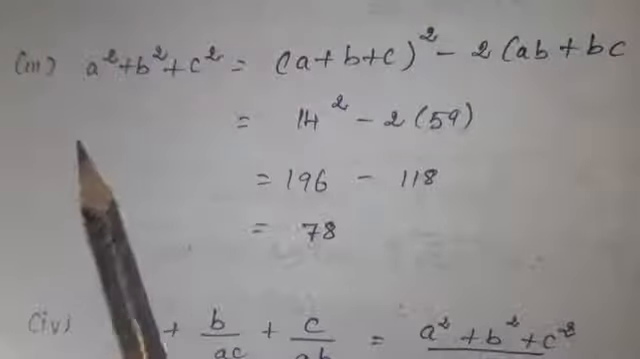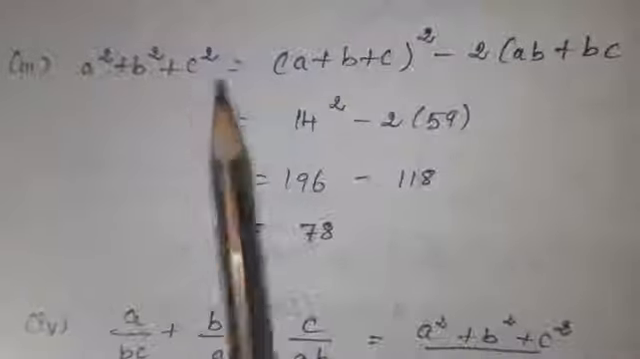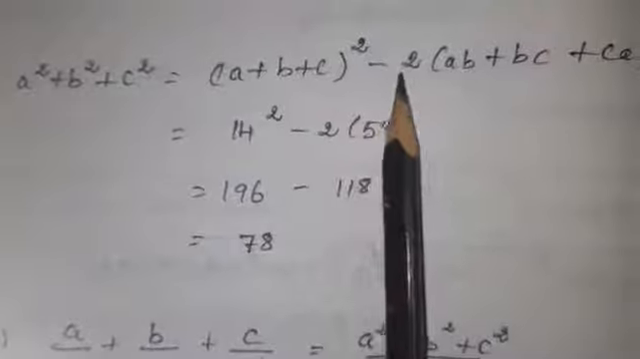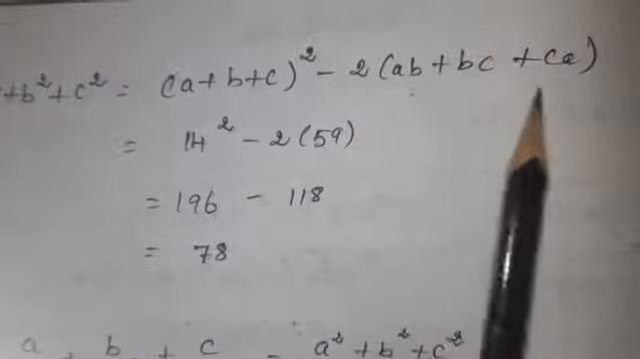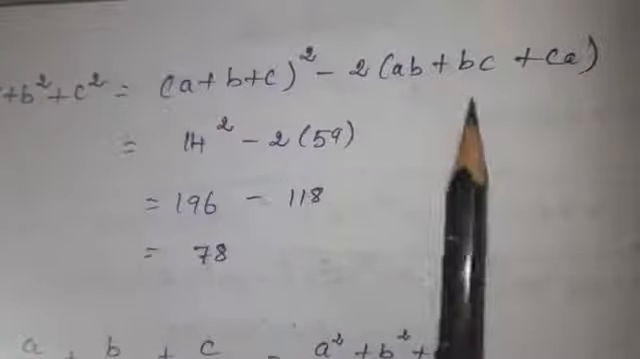The third question is a square plus b square plus c square. They ask this question, and we have a formula here. The formula is a plus b plus c the whole square minus 2 into ab plus bc plus ca. This is the formula for a square plus b square plus c square. So you write the formula here.